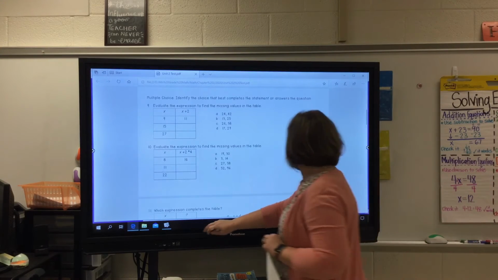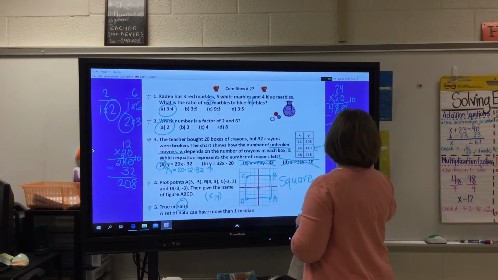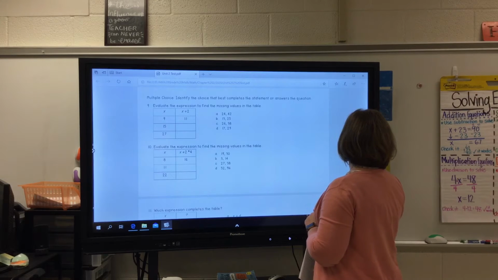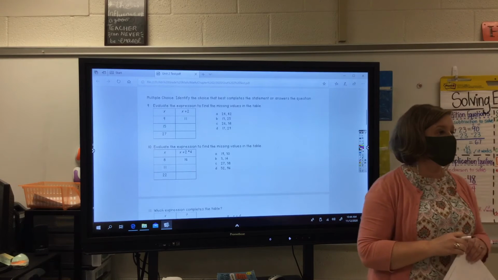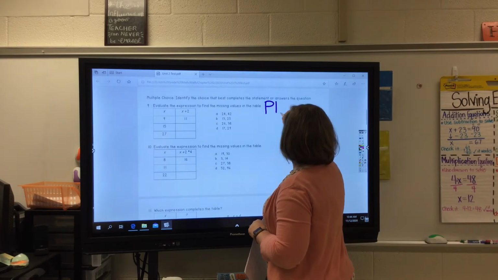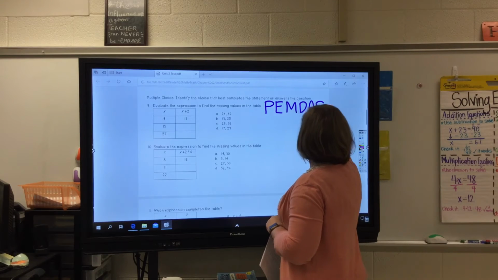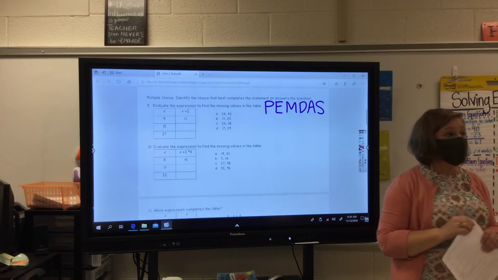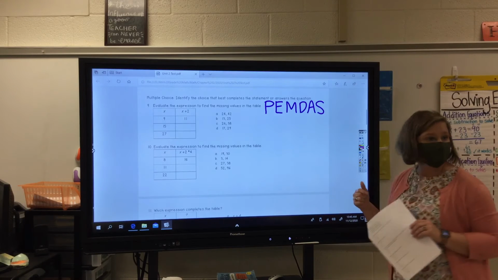Now, what you need to remember is when you do this, and you may want to write this right up here, you need to make sure that you implement the order of operations. What do we use to help us remember the order of operations? PEMDAS. So you may want to write this right here. That is going to help you, okay? You need to make sure that you implement that. All right, then flip over.